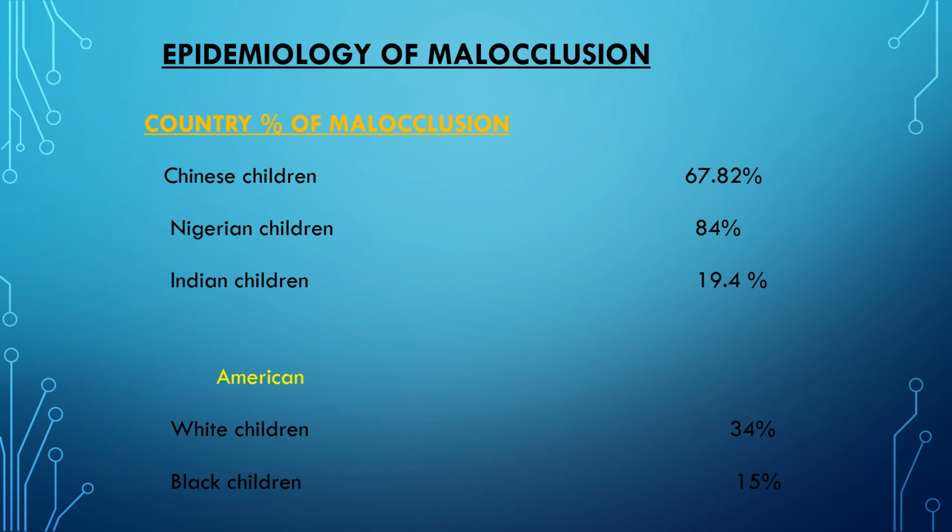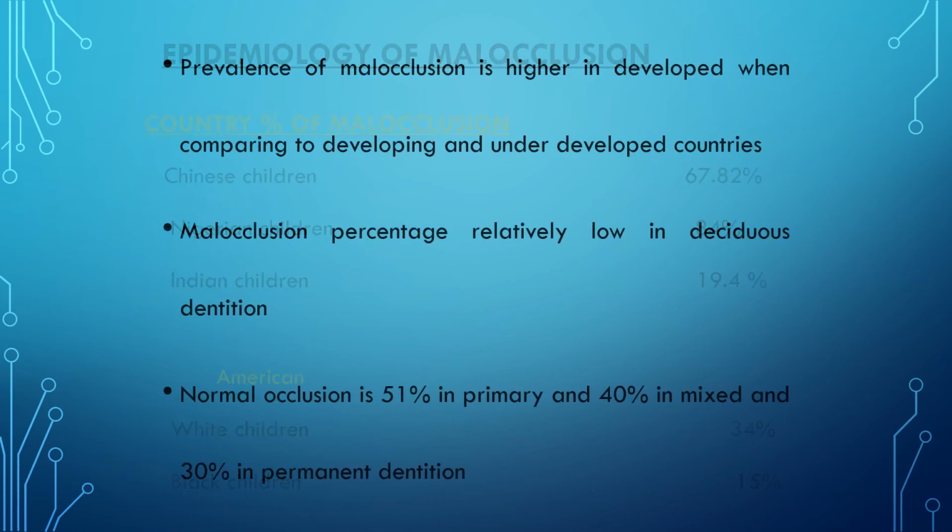Epidemiology of malocclusions, actually countries' percentage of malocclusion. The Chinese children usually have 67.82% of malocclusions. Nigerian children about 84% of malocclusions, and Indian children about 19.4%. And in America, the white children have about 34% of malocclusions, and the black children too.